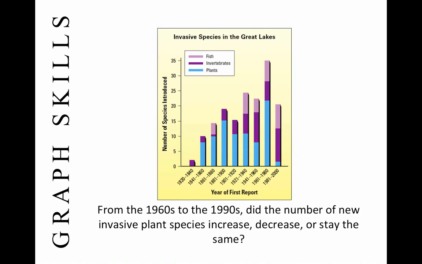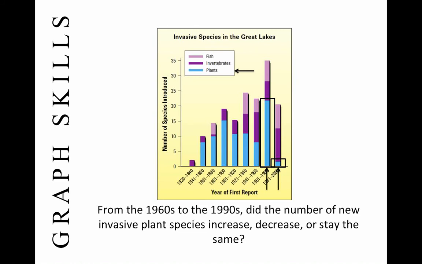First, look at the timing. Compare the chart from 1961 to 1980, and then to 1981 to 2000. Again, you have 3 different colors. So which one should you be looking at? The question asked you about invasive plant species. So using the key here, you can see that plant species are blue. Now look at these 2 columns, here and here. Was there a change? Definitely.